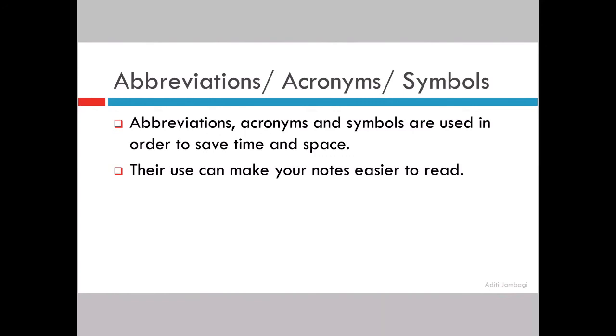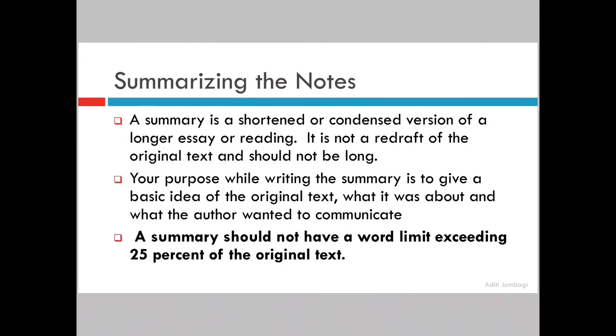Then shorten suffixes at the end of the word. For example, checking, you will only write CKG, or production, like I said, you will omit the TION and only write prod and N. So you will shorten the suffixes. Okay. So now I have shared the ways in which you can abbreviate. Let us move on to summarizing the notes. What do you understand by summary? A summary is nothing but a shortened or a condensed version of a longer essay or reading.